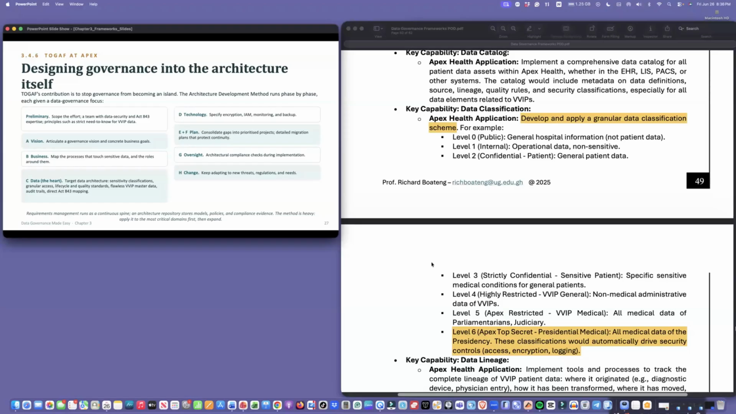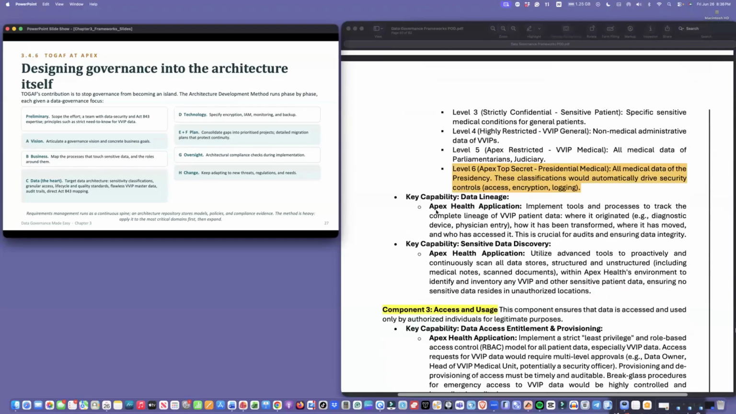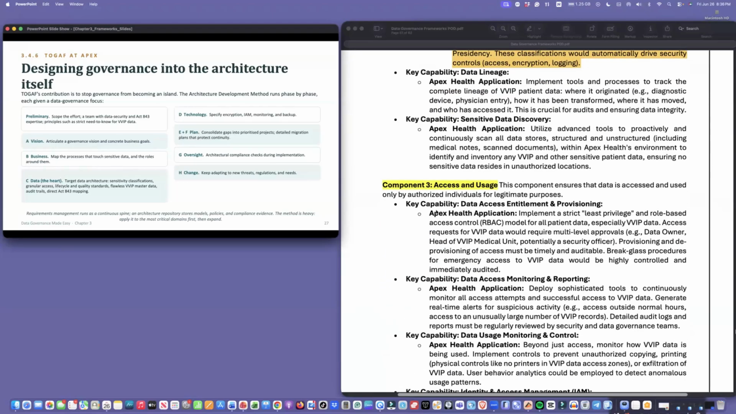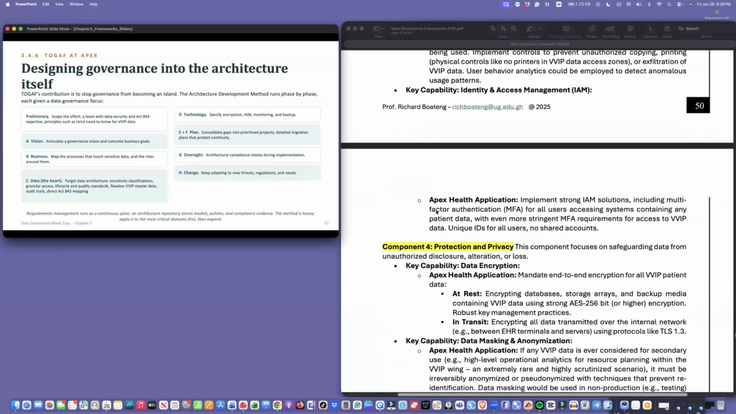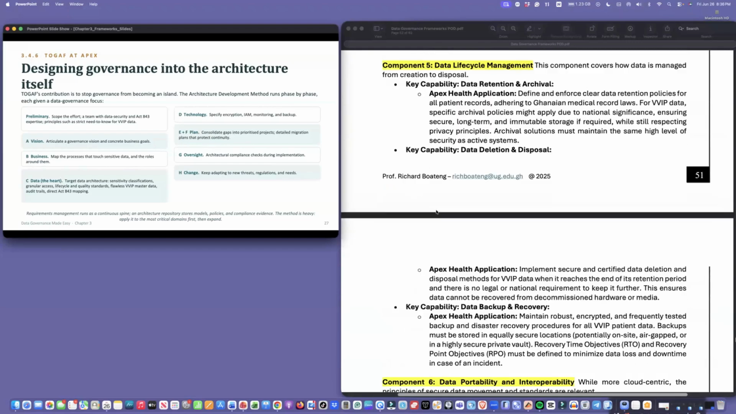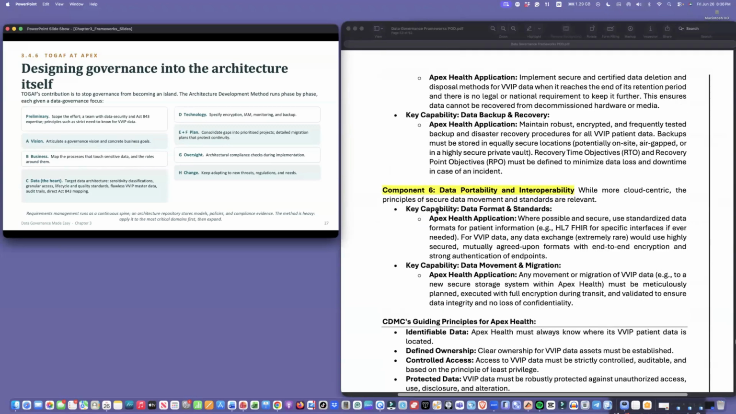Key capabilities will also be defined, such as data lineage and sensitive data discovery. Access and usage will be defined. Component 3 is covered there. Component 4 will be protection and privacy. Component 5 will be data lifecycle management. Component 6, data portability and interoperability. Remember, we are traveling, we are having data transfer, so data portability. While more cloud-centric, the principles of secure data movement and standards are relevant.